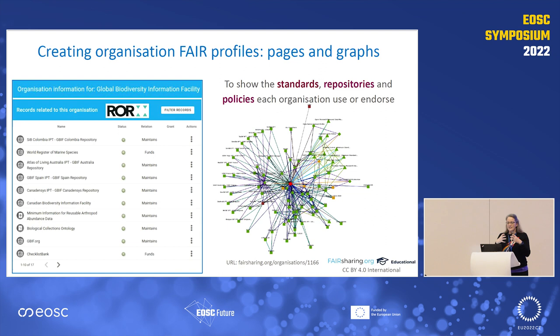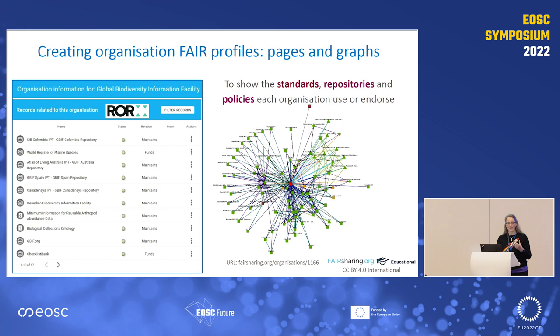So moving on towards our community of curators. They all have organizations that they're a member of, and we want to highlight both our users, the maintainers of these records, and those organizations. This is an example of GBIF, a biodiversity organization, where we link through to the ROR ID, as well as for users, we link through to their ORCIDs, and we show the standards, repositories, and policies that each organization uses and endorses. So this allows them to have a live version of all the resources associated with that one organization and a lovely relationship graph of those resources.